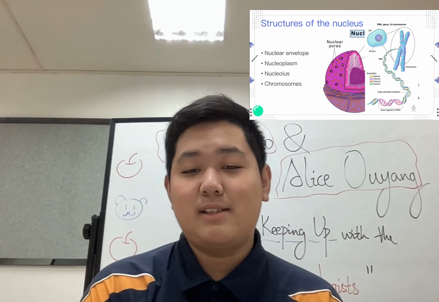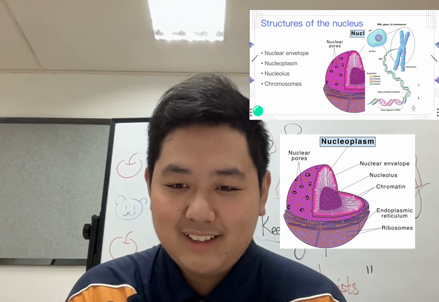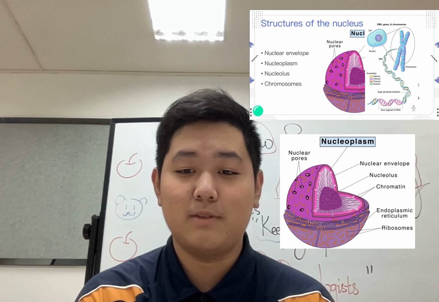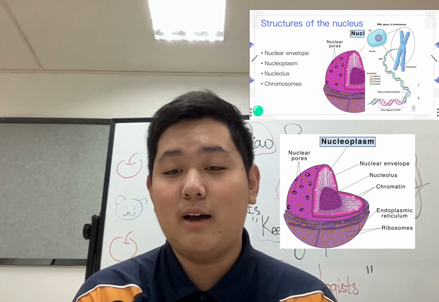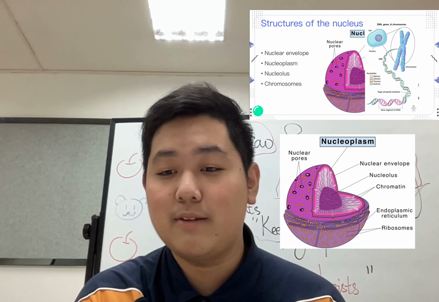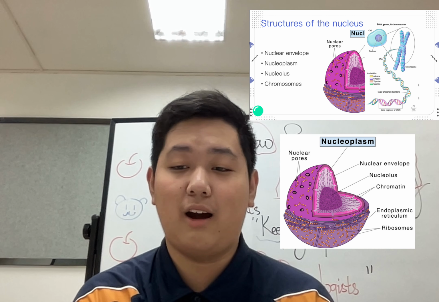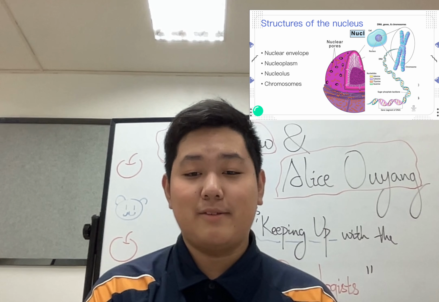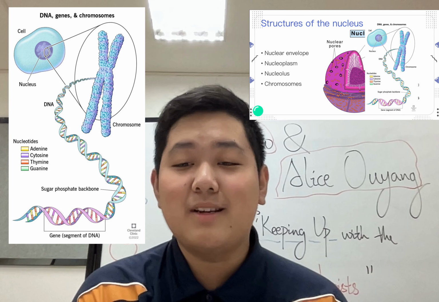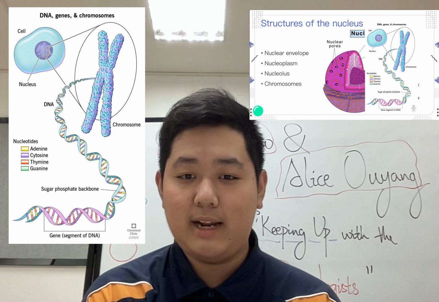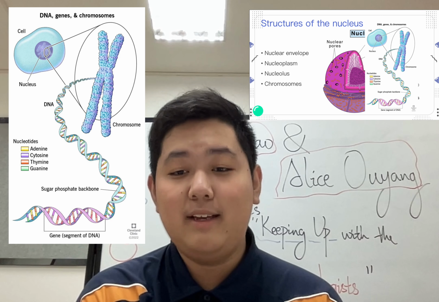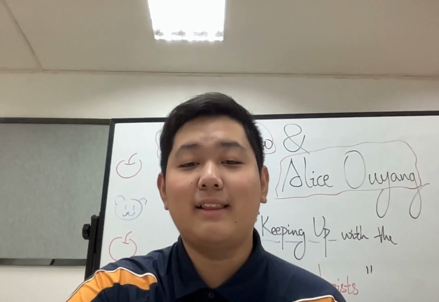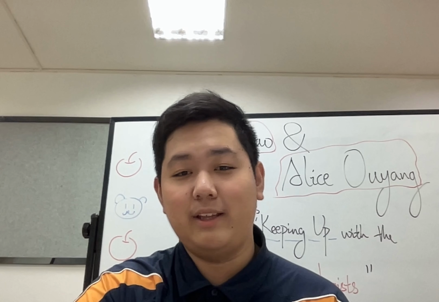And third is the nucleolus. The nucleolus is a structure within the nucleus that is responsible for the production of ribosomes. The nucleolus is composed of ribosomal RNA, which is called rRNA, and proteins. And fourth, chromosomes are the condensed form of chromatin that is visible during cell division, and they contain the genetic information of the cell in the form of DNA. And that's all about the structures of the nucleus.